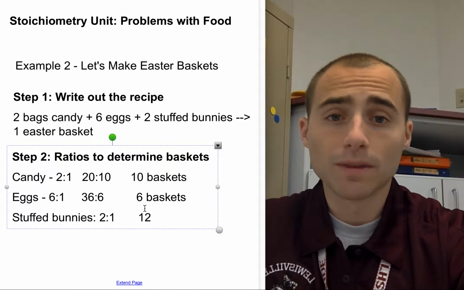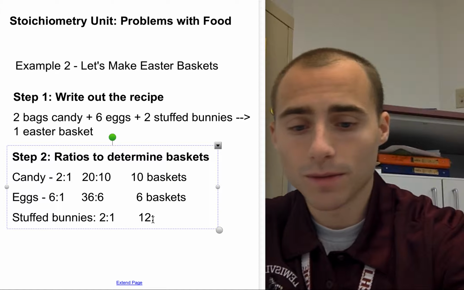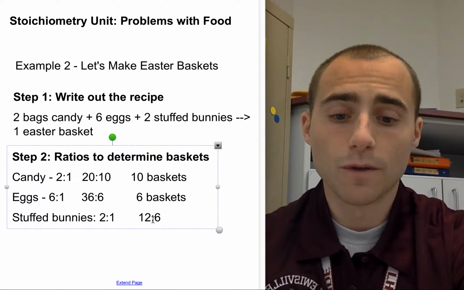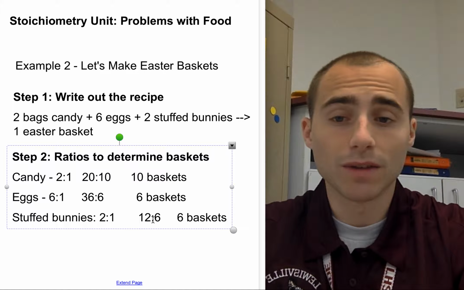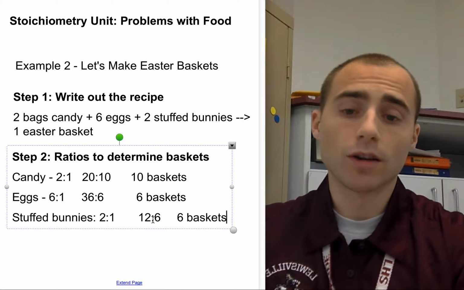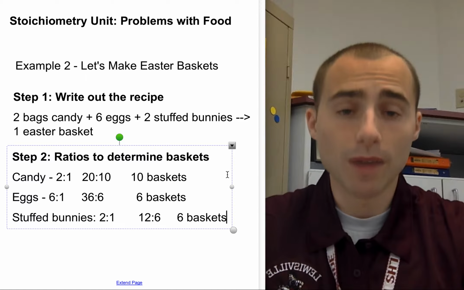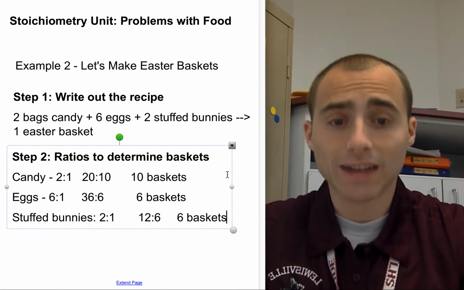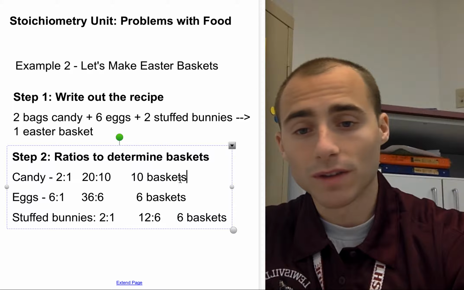Okay, stuffed bunnies. You got to do 12 divided by 2 to keep that ratio the same. So it's going to give us 6. Therefore, we can only make 6 baskets with the number of stuffed bunnies we have been given. So in total, look at our different ratios here. How many baskets can we make? 6. You take whichever one is the lowest. We'll just have to deal with the leftovers.